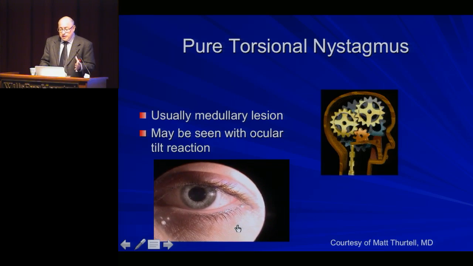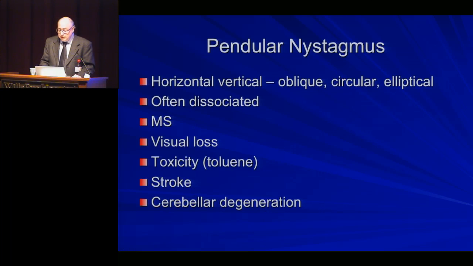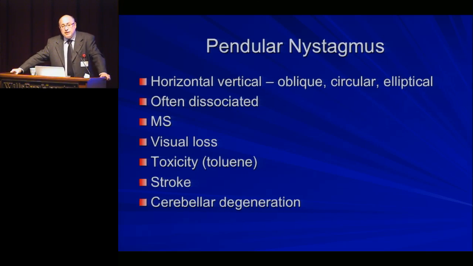So those are the jerk forms of nystagmus. We'll go over some of the pendular forms, including horizontal or vertical, it could be oblique, circular, or elliptical. It's often asymmetric, dissociated. MS is the most common cause of acquired pendular nystagmus in adults. It can be seen with visual loss, certain toxicities, stroke, or degenerative disease.